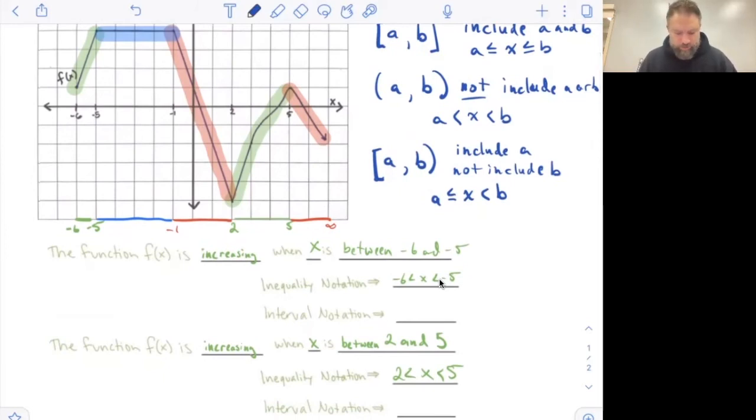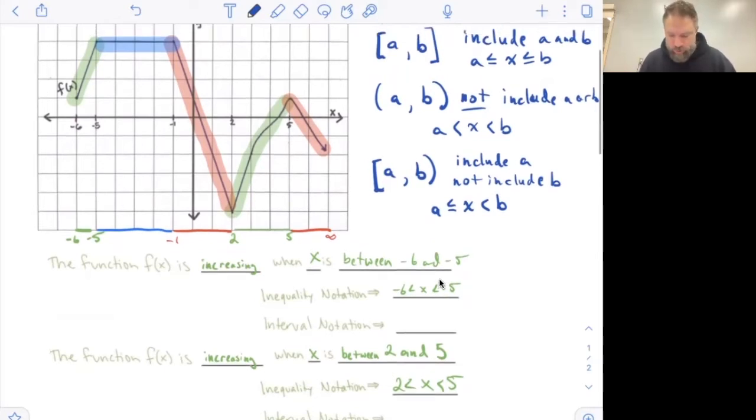So let's try it on some of these intervals down below. For the first one, the first increasing interval is between -6 and -5. Since we're using less than and not equal to, which one do you think we're going to use? Yeah, the round one. The lower boundary is -6, the upper boundary is -5, and since we're not including either of those, we'll just use the round parentheses.